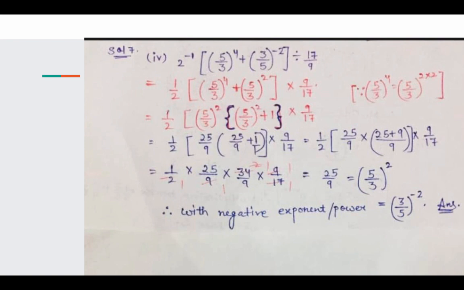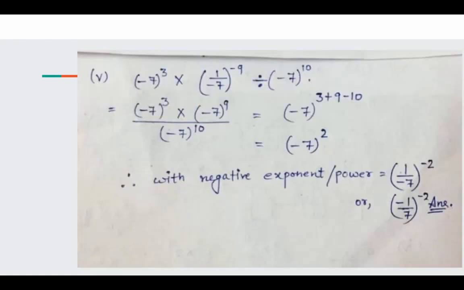Understood? Next, question number 7, fifth last part for the same. So it is minus 7 whole raised to power 3 into 1 upon minus 7 whole raised to power minus 9, divided by minus 7 raised to power 10. I can see it very clearly here. See what is happening. 1 by minus 7 it is. So how to make it positive power? Just take the reciprocal. It becomes minus 7 raised to power 9.